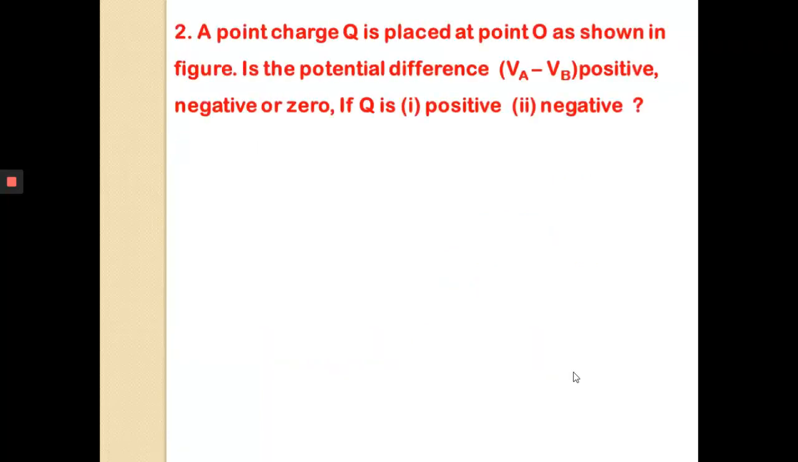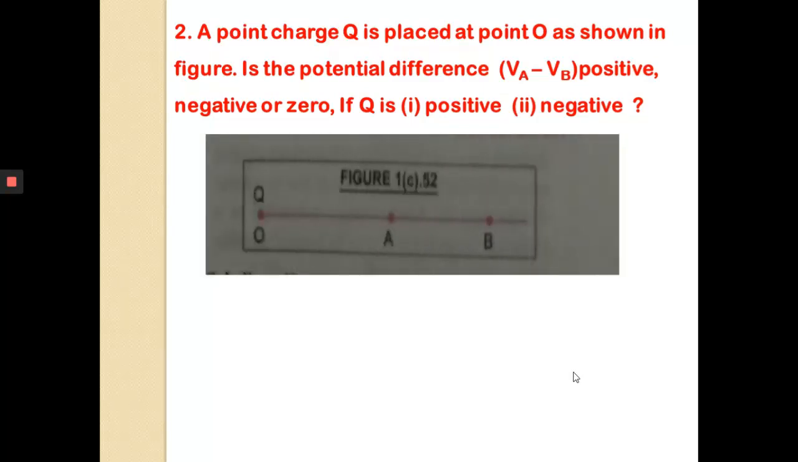Next question is, a point charge Q is placed at point O as shown in the figure. Is the potential difference VA minus VB positive, negative or 0 if Q is positive, and second, if Q is negative? So here Q is placed over here. We need to find out the potential difference VA minus VB. If Q is positive, what will be VA minus VB? If Q is negative, what will be VA minus VB?